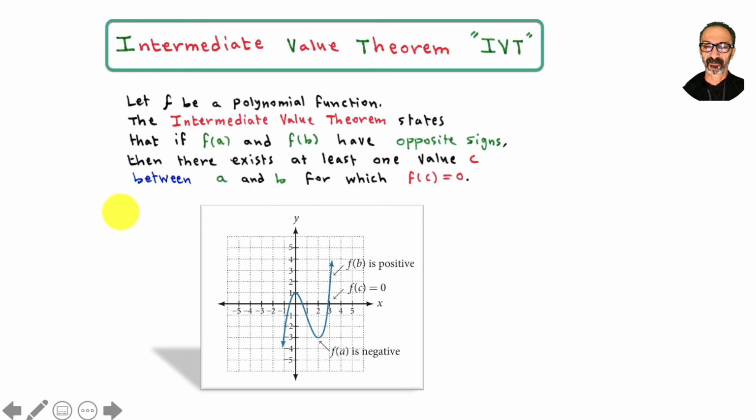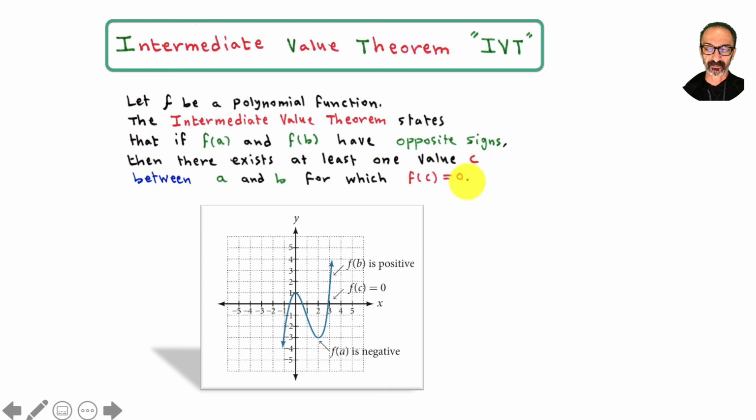the intermediate value theorem. The intermediate value theorem, IVT, is common sense. I mean, some theorems we want to go deep to understand, but this one is pretty much common sense. Why? It says clearly, let f be a polynomial function, meaning smooth and continuous graphically. The intermediate value theorem states that if f of a and f of b have opposite signs, then there exists at least one value c between a and b for which f of c equals 0.